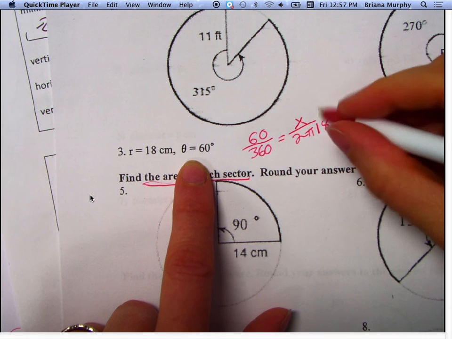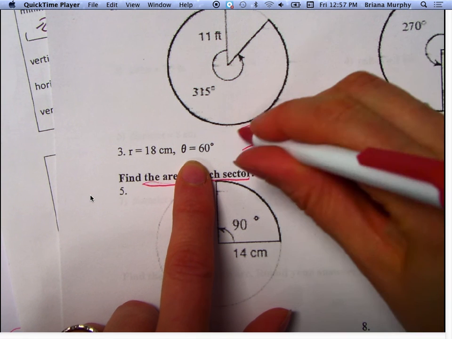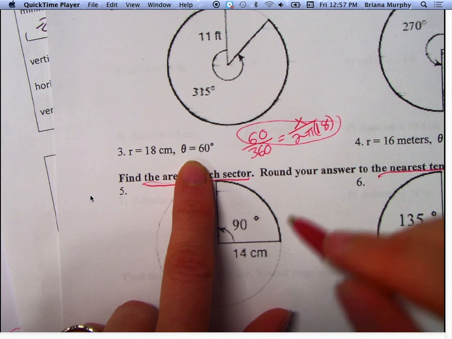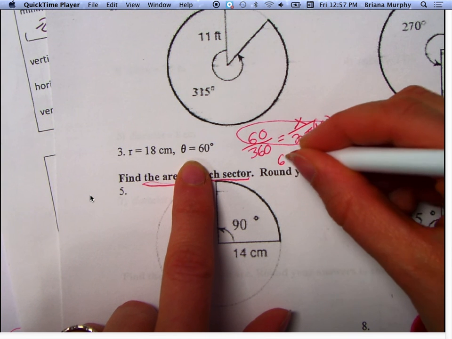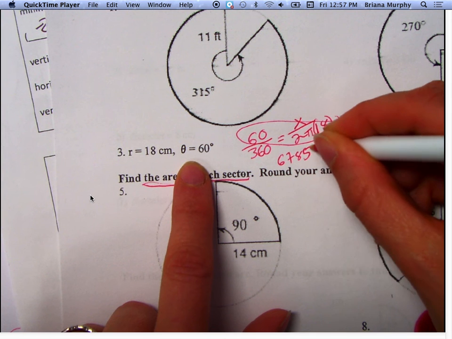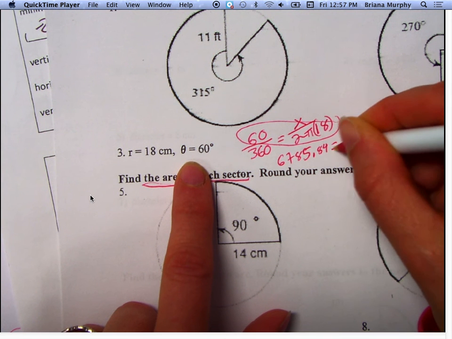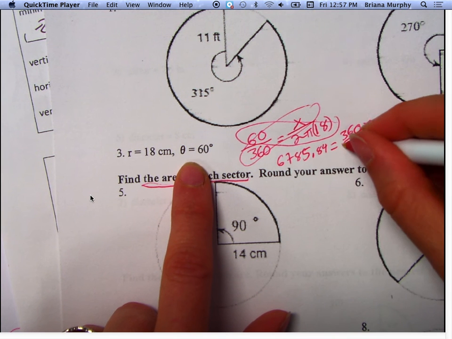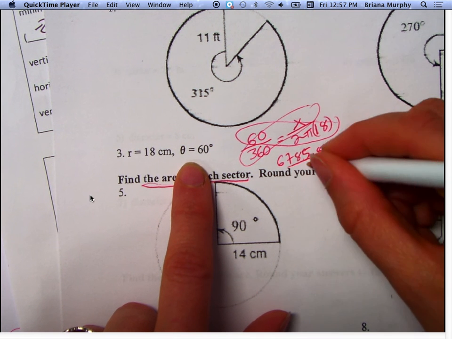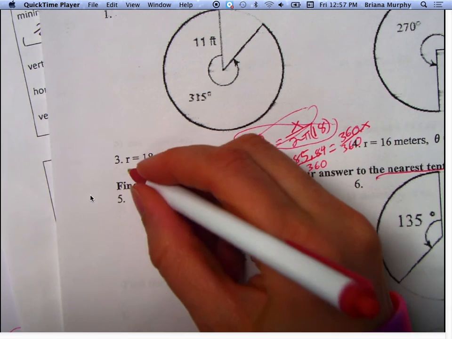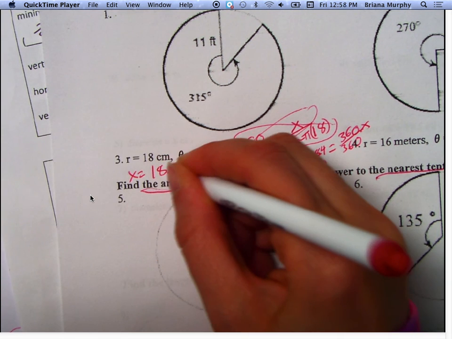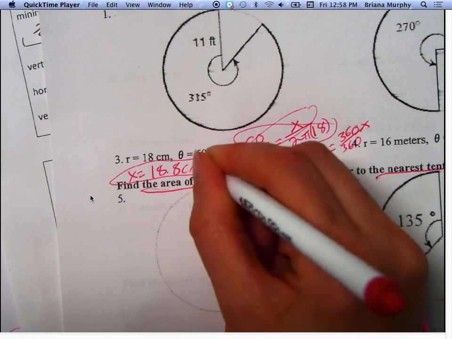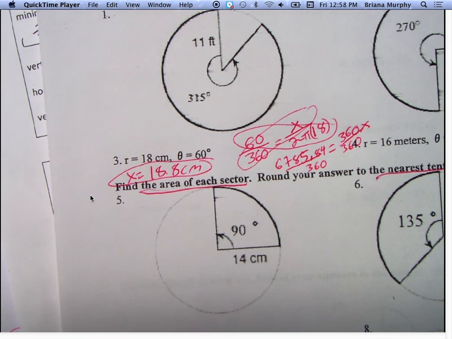Okay? Now I'm going to cross multiply. 60 times 2 pi 18 is 6,785.84 equals 360x. Now I'm going to divide both sides by 360. And I'm going to get x equals 18.8 centimeters. Okay? So just like we did yesterday, right? Anybody have questions about how we did that?